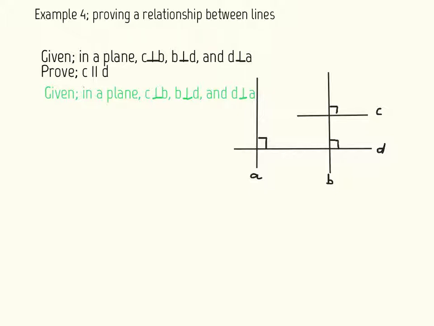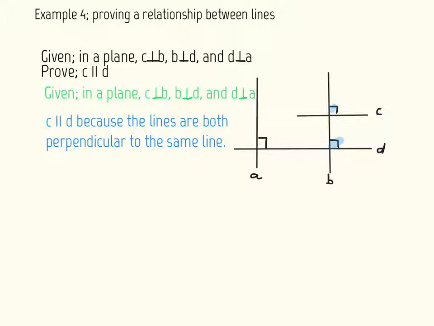So what do we know based on that information? If I look at my picture now, C is perpendicular to B, right there, and D is perpendicular to B, right there. So both of those lines are perpendicular to the same line, and that makes them parallel to each other. That's exactly what we're trying to prove. So we would finish our proof by saying C is parallel to D because the lines are both perpendicular to the same line. And then we're done. That was just a very basic, short, to the point proof.